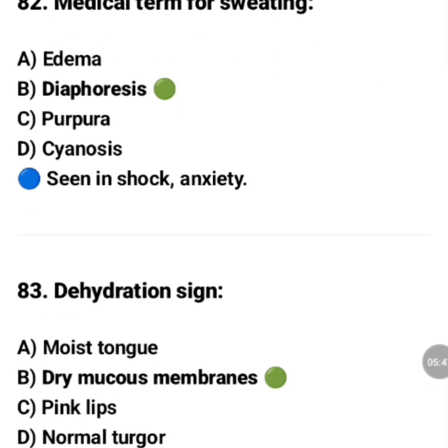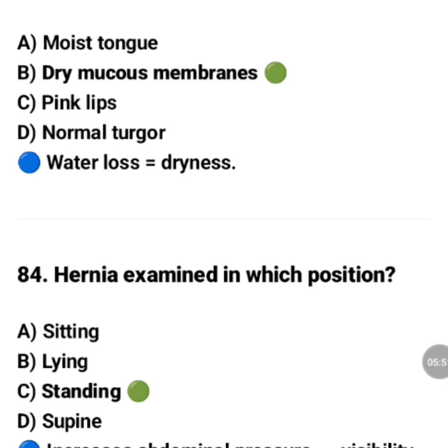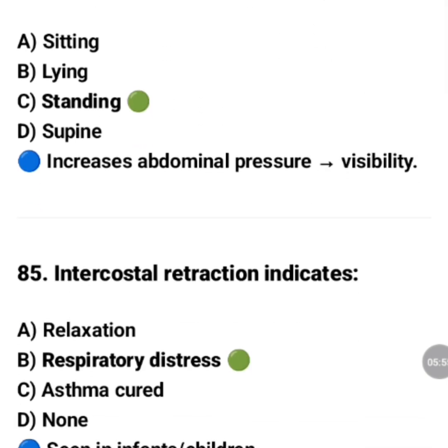Medical term for sweating, the correct answer is option B, diaphoresis, seen in shock and anxiety. Dehydration sign, the correct answer is dry mucous membranes. Hernia is examined in which position? The correct answer is option C, standing. It increases abdominal pressure and makes visibility easy.